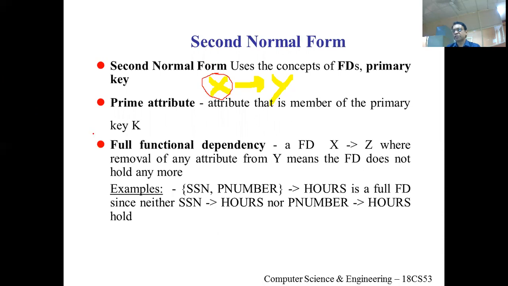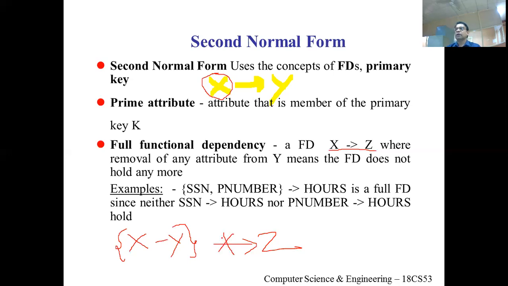Next, we have the full functional dependency concept. If we have a functional dependency X determines Z, then removal of any set of attributes Y from X does not determine Z. For example, I have a set of functional dependency attributes. If I remove any set of attributes Y from the X set of attributes, it does not functionally determine Z.